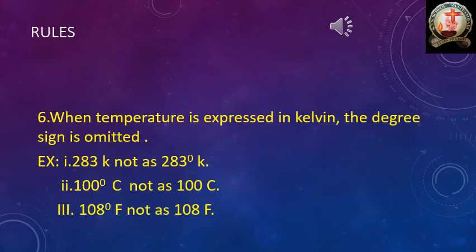If we are using the unit Kelvin, there is no need to use any degree symbol. But whenever we write the temperature value in the units either Celsius or Fahrenheit, Celsius means the symbol is C, Fahrenheit means the symbol is F. Whenever we are using these two units, we must write the number in degree format. You can see the three examples and easily understand.